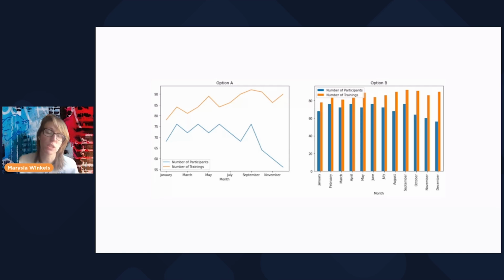In this case, if you were interested in the trend, option A is actually better. It immediately communicates the insight that you want to give, the trend. Whereas for option B, you can still see the same things, but it takes a little bit more effort to get that out of the graph.